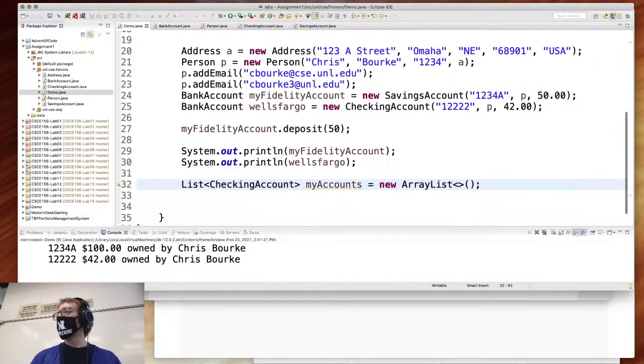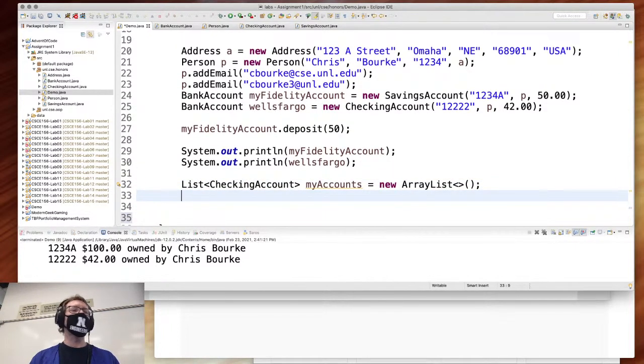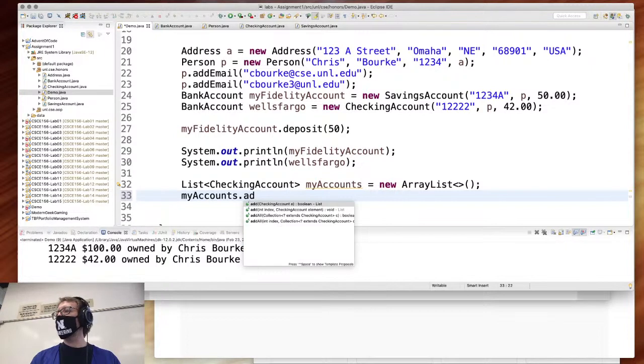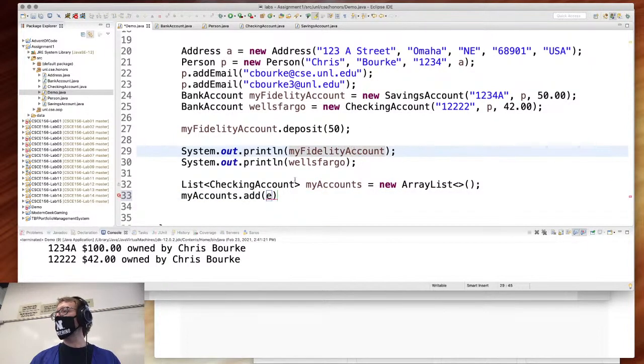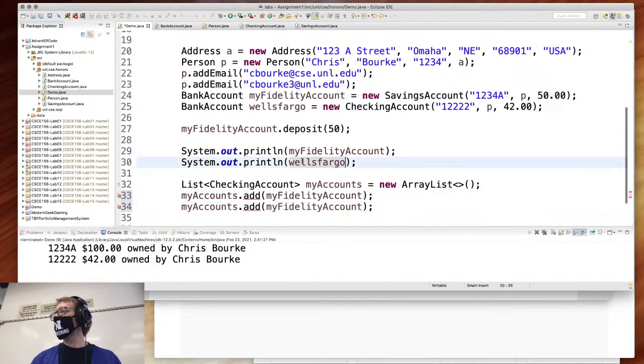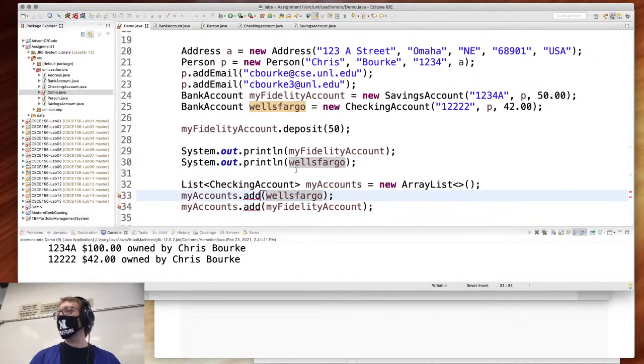There. Can I add both of those accounts to this list? myAccounts.add my Fidelity account, and do that again for Wells Fargo. Can I do that? No, why? Oh, is it? No, Wells Fargo, right there. Wells Fargo and Wells Fargo. There we go. Yep. It's not even allowing me to do either.